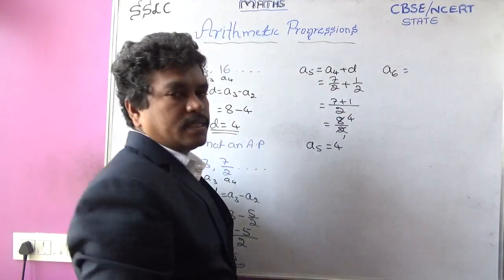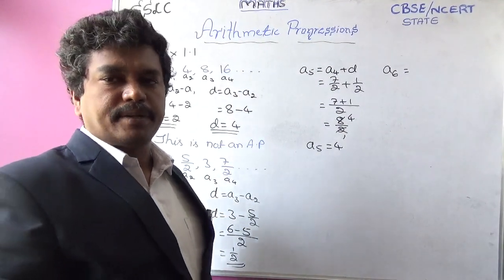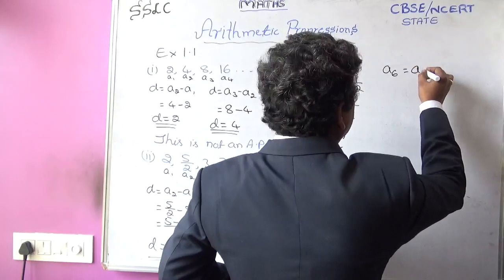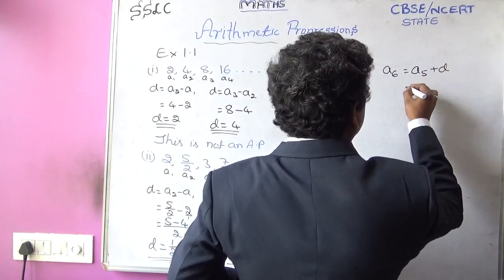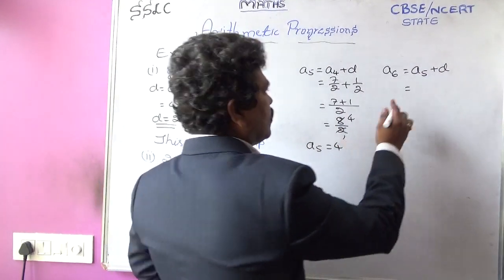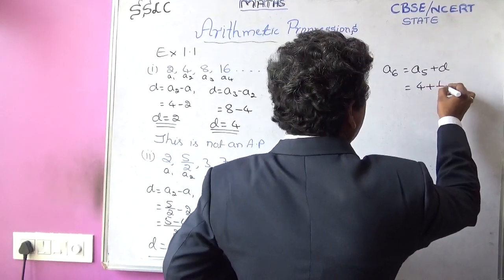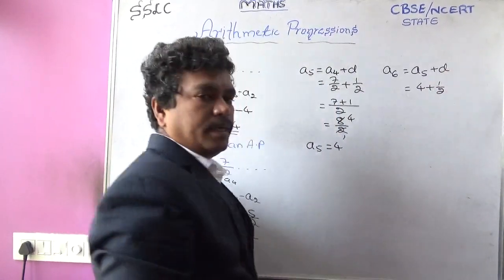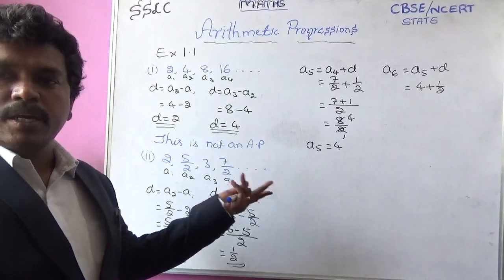How can you find A6? By adding the D for the A5 term. So you write A5 plus D. That is A5, which is 4, plus half. D is half. You have to add it to the previous term.